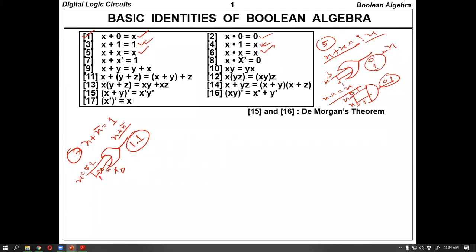And number 8. This is the 6th formula. Okay. Munir, bless me.